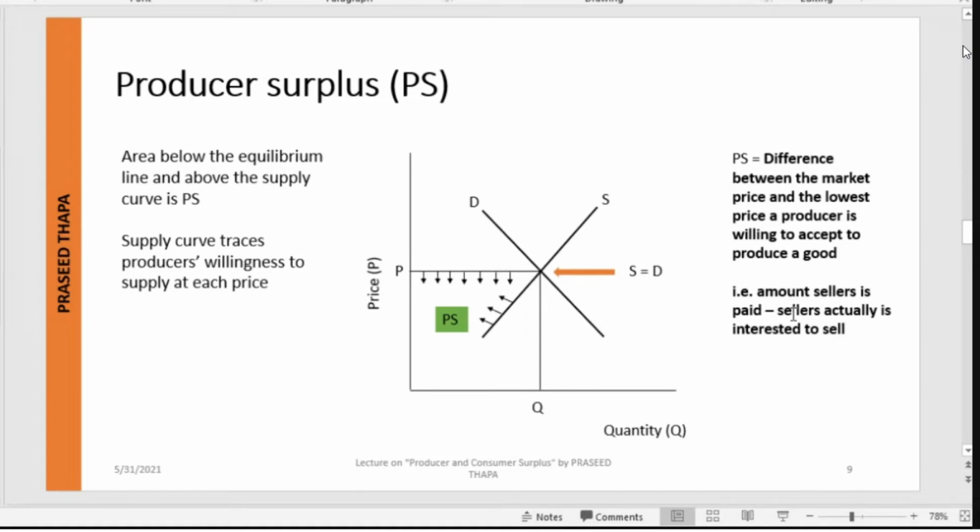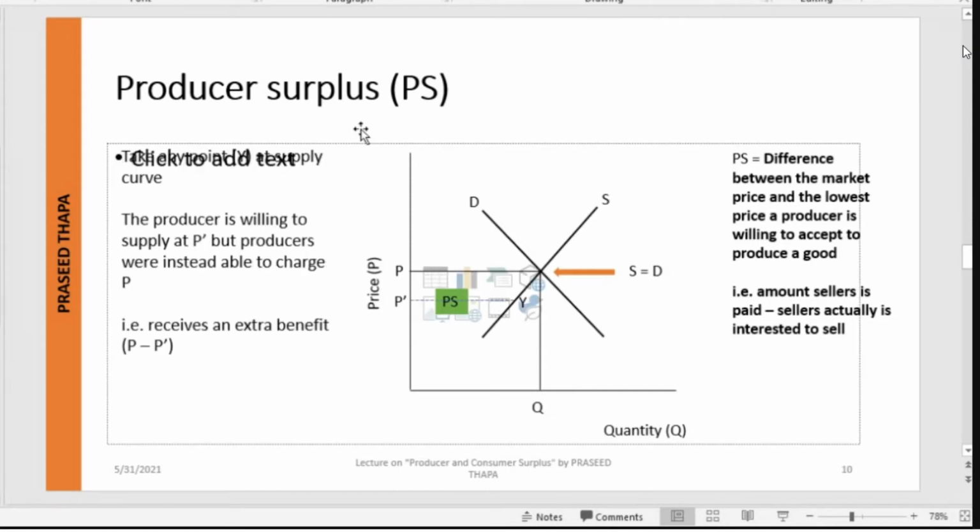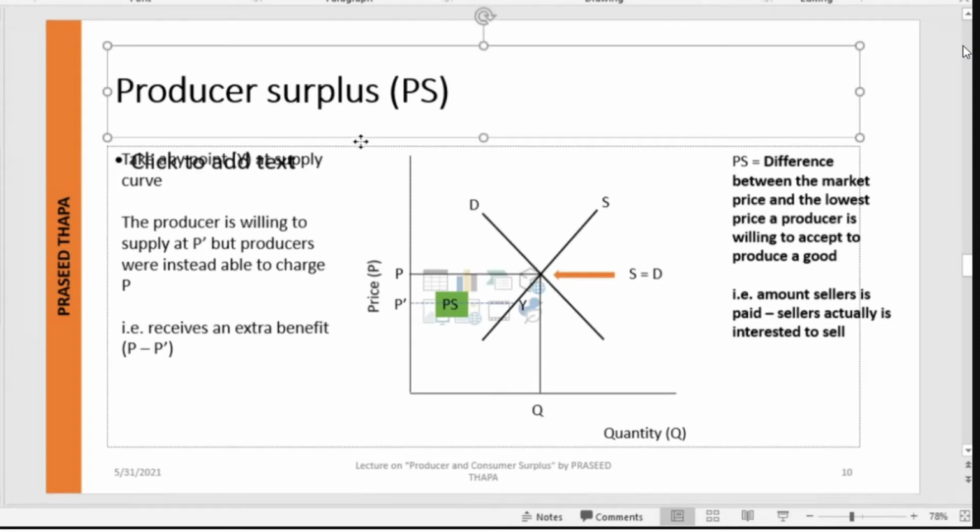So now, in one packet of bread, that seller, or that producer, is getting a gain of 10 rupees. That 10 rupees is going to be your producer surplus. That is what your producer surplus is all about. Okay, let me take you to the next graph on it. I will leave some time for you to ask me.